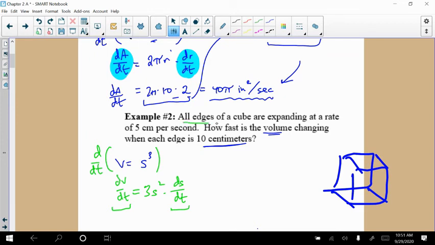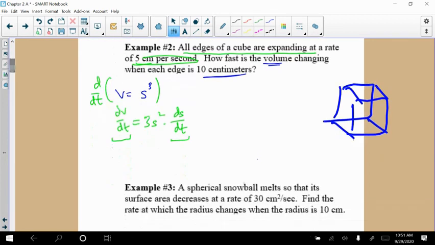Okay, all edges of the cube are expanding, so getting larger at a rate of 5 centimeters per second. So that 5 centimeters per second is the rate the sides are expanding. So I could put that there. So that's 5. And if you want to call it centimeters per second, you could. We're looking for a particular moment of time at 10 centimeters. So it's 3 times 10 centimeters squared. And that'll give us the rate the volume is changing, right? How fast is the volume changing?